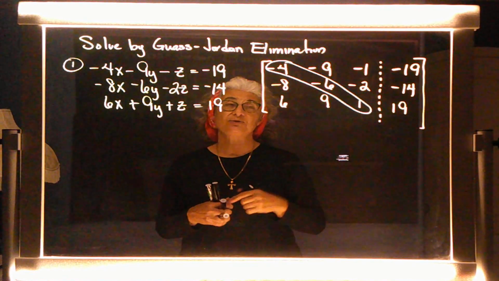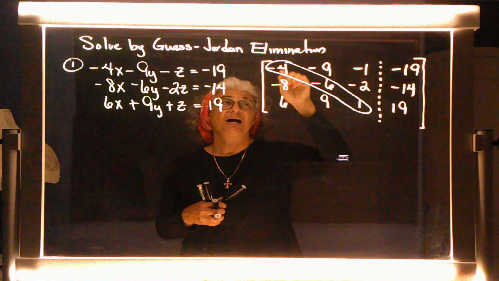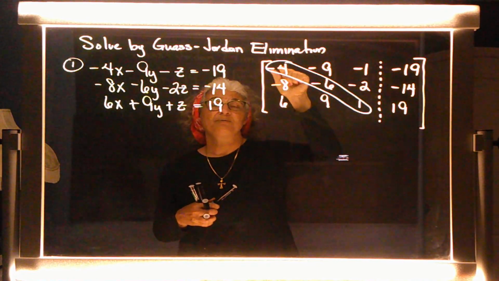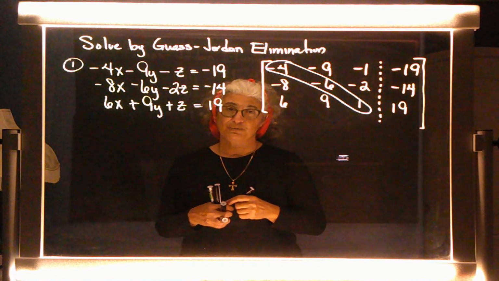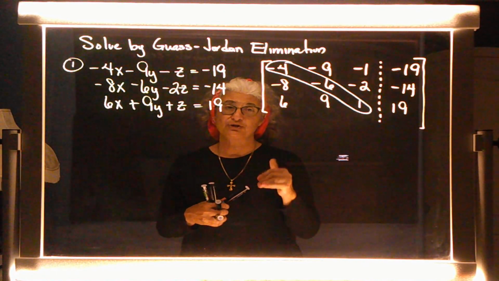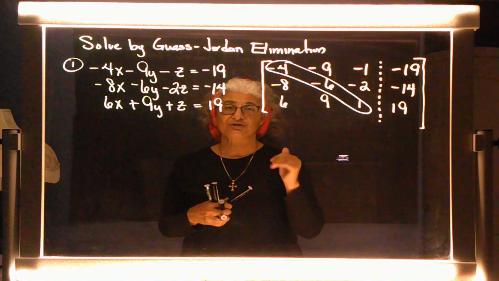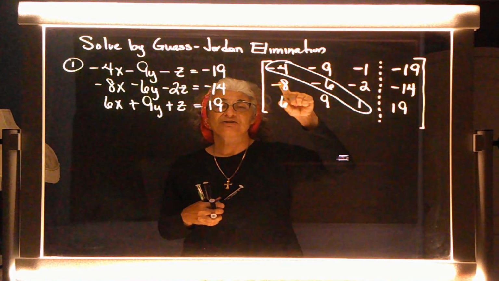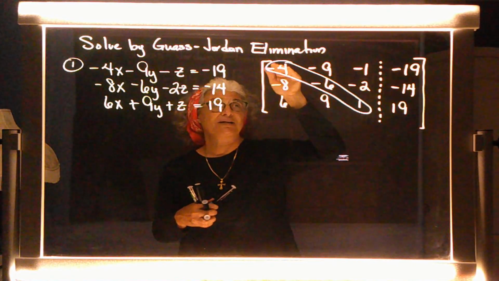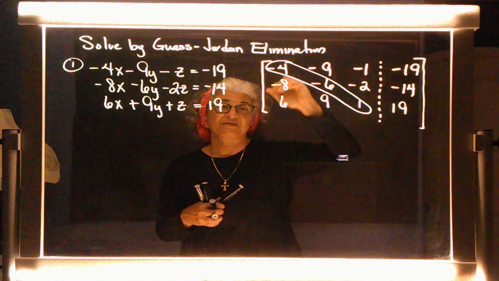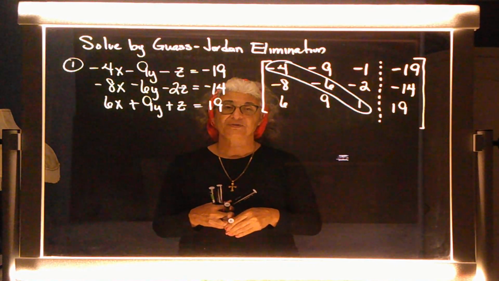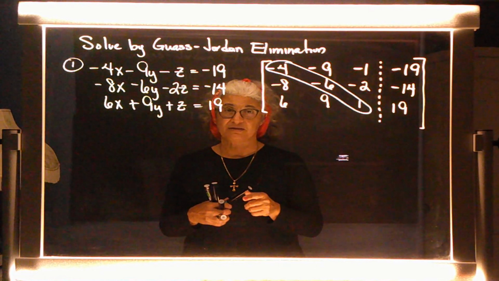So here's the deal. In order to make the -8 into a 0, I'm going to use that -4. In order to make that 6 into a 0, I'm going to use that -4. Are you with me? If I'm trying to get something to be a 0, I'm going to use the number on the main diagonal to help me do it. And since these are x's, I can only use another x to help me get rid of x's, which is why that -4 is going to help me get rid of the -8 and the +6 because they're all x's. Good? Okay.